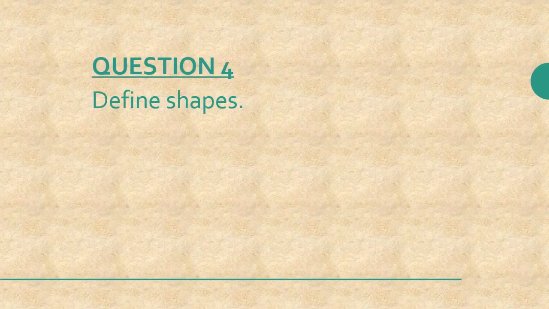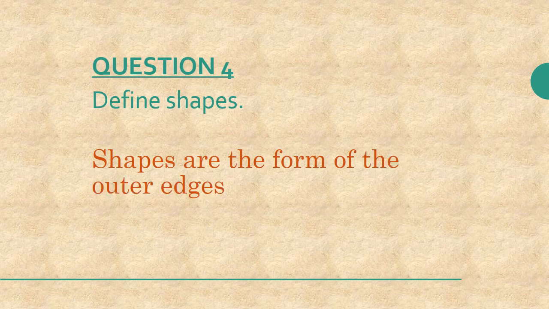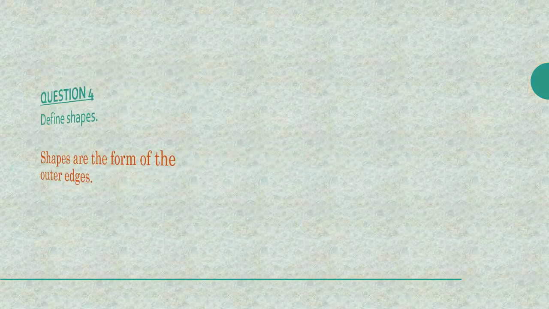Now question number 4. Define shapes. Shapes are the form of the outer edges. Here we are talking about those shapes which are visible in Microsoft Word and Microsoft PowerPoint.